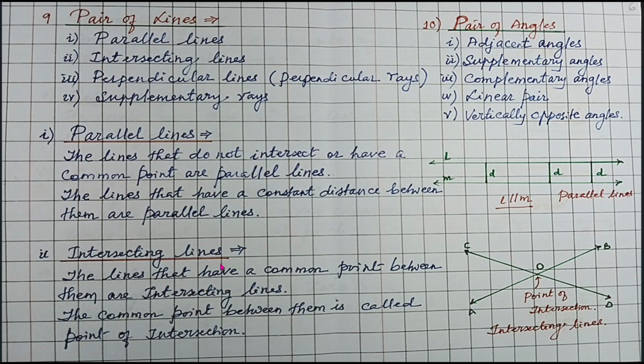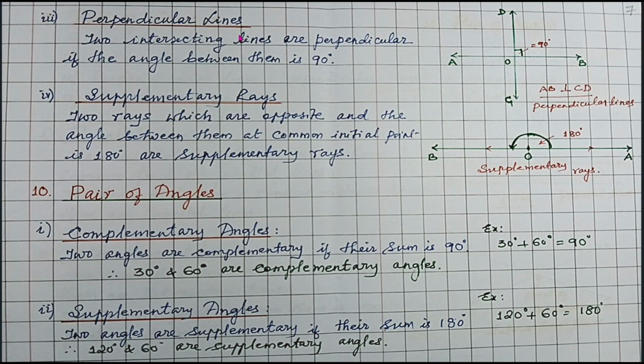Then we have intersecting lines. The lines that have a common point between them are called intersecting lines. The common point between them is called a point of intersection. If you look here, AB is a line and CD is a line. Both of them are intersecting at point O, therefore they are called intersecting lines, and the point O here is called the point of intersection. Remember that.